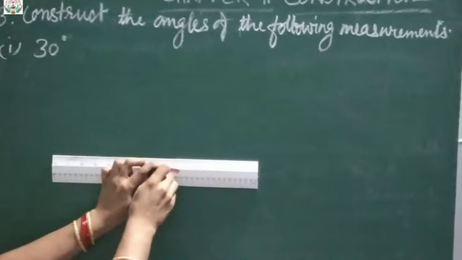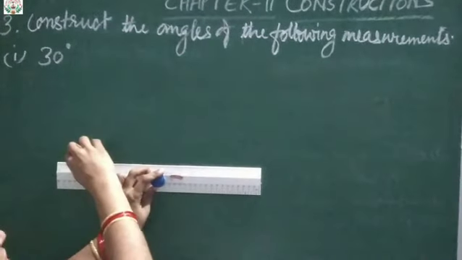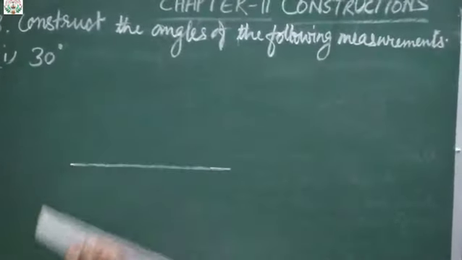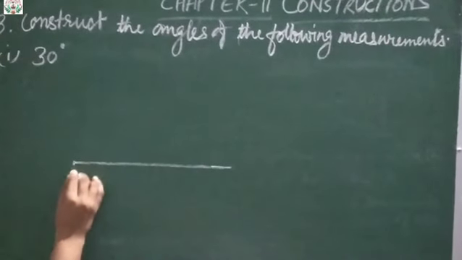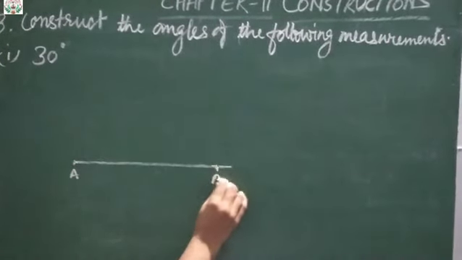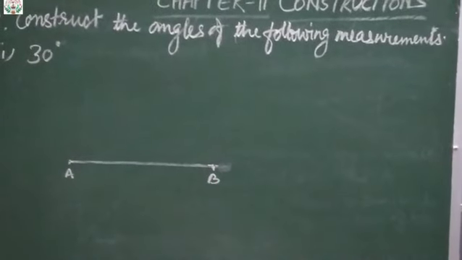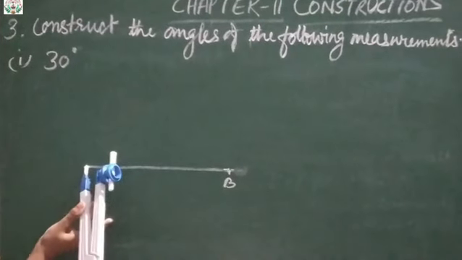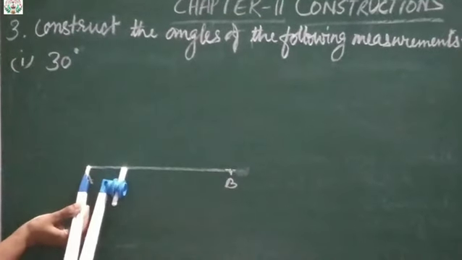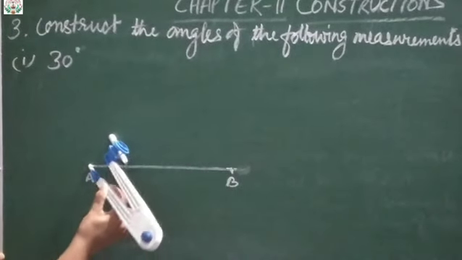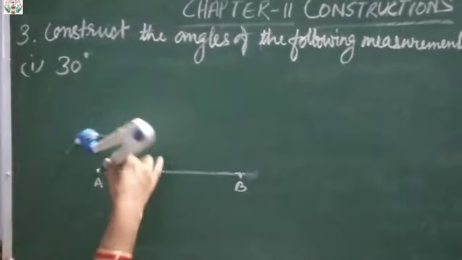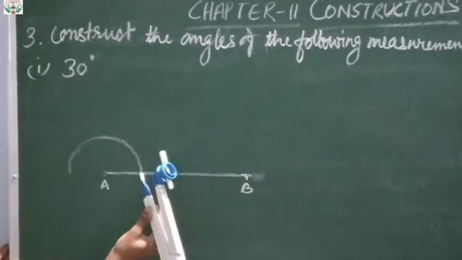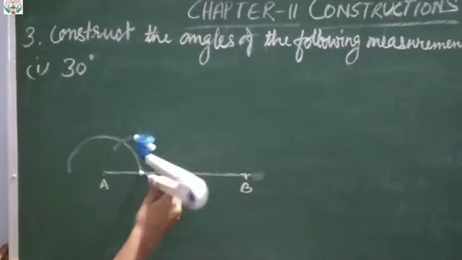We know that 30 is the half of 60. So for 30 we need to have 60 degrees. Draw a line segment. Let the points be A and B. A line segment taken. Now from A, draw 30 degrees. So keep the compass at the initial point A and draw an arc. With the same measurement of this arc, keep at this point and draw an arc.